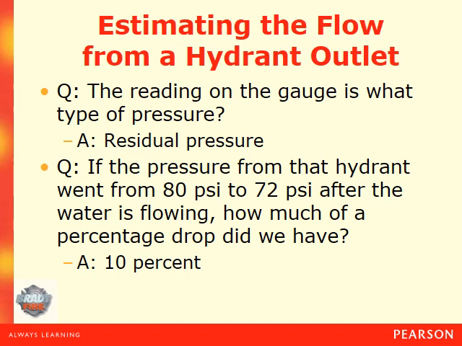So you take 80 psi minus 72, and that is going to be 8. And then, of course, you turn that into a percent, and that's basically moving the decimal point over 2 places. And then, of course, we round it up, and that makes it 10%.